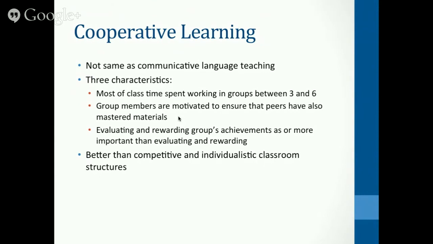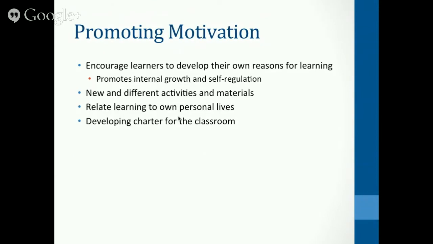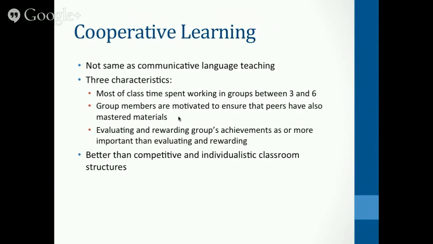Okay. So that was a little bit about promoting motivation, looking at Ushioda's article and a little bit of Benson's articles as well. Now we look at Dörnyei's article. He talks about cooperative learning. When we talk about cooperative learning, it's not the same as communicative language teaching. It is related to autonomy though. You have students working together, taking control of their learning by working together. The idea here is that it's not a teacher-centered classroom, but a student-centered classroom. So they have to work together towards a common goal.